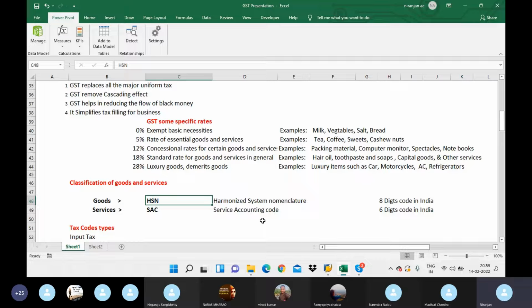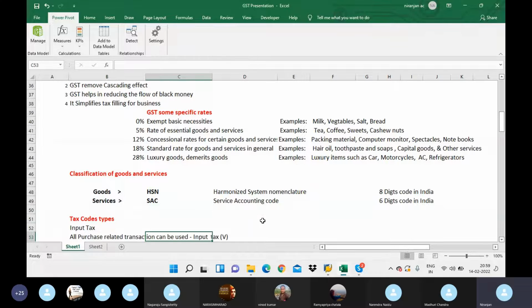And coming to the SAC code, SAC is the Service Accounting Code. It is a 6-digit code. Services like audit service or educational service, any services, become applicable under the SAC code. So that is a 6-digit code.